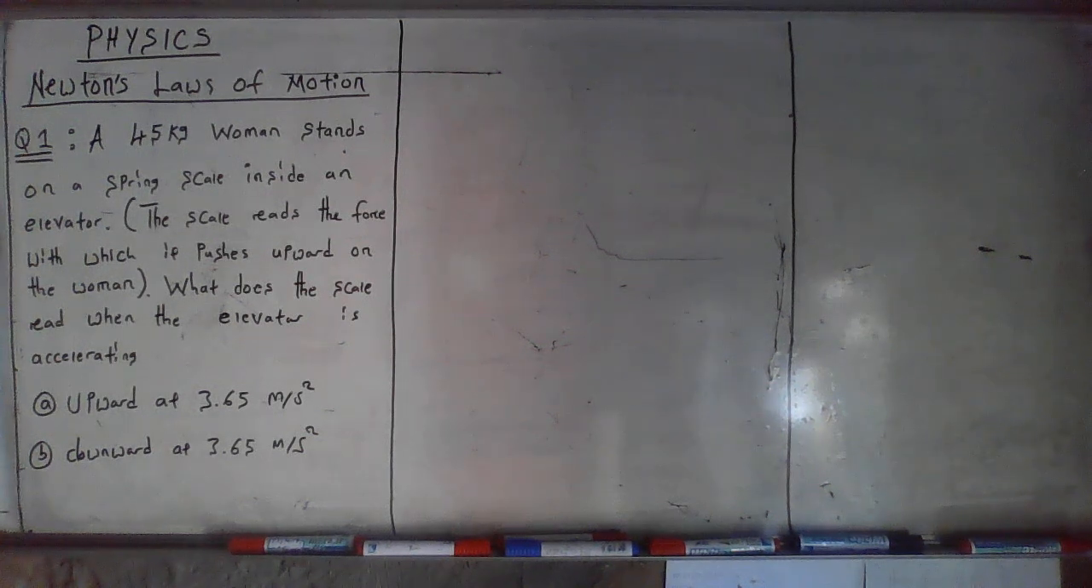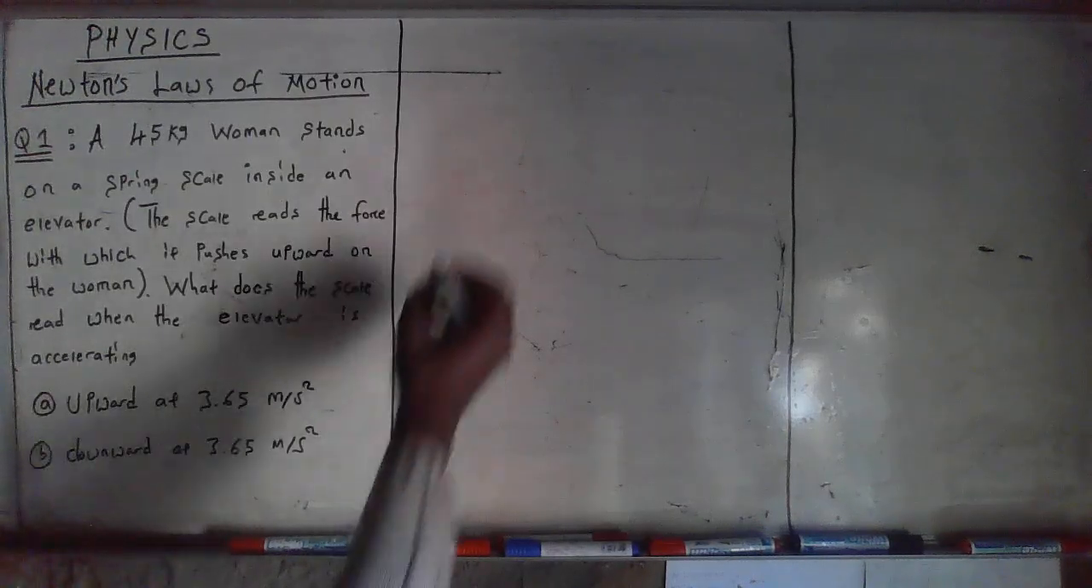In today's video, we'll be looking at problems from Newton's laws of motion, starting with the first one, which reads: a 45 kg woman stands on a spin scale inside an elevator. The scale reads the force with which it pushes upward on the woman. What does the scale read when the elevator is accelerating? A, upward at 3.65 meters per second squared.